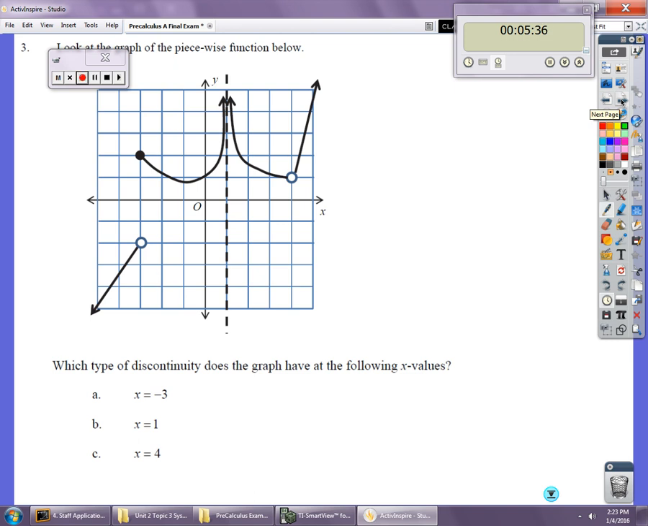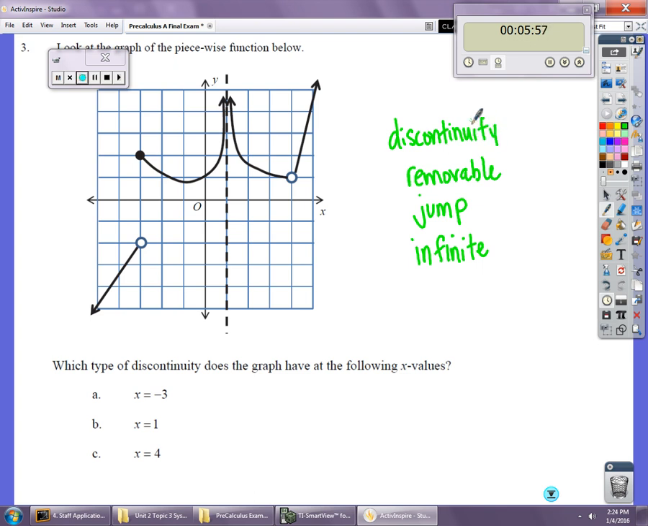Discontinuity. We talked about 3 types of discontinuity. One of them is removable. One of them is called jump. And one of them is called infinite discontinuity. These are the 3 kinds of discontinuities. I like this problem because it actually shows you one example of each. So that makes it good for our purposes here.